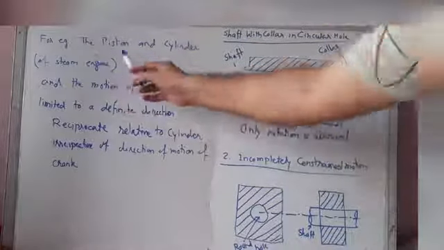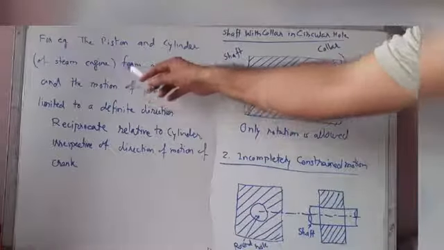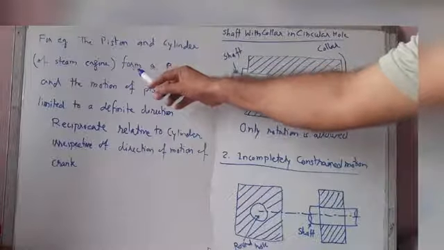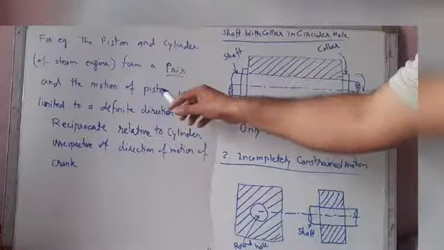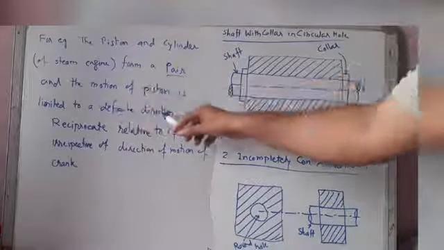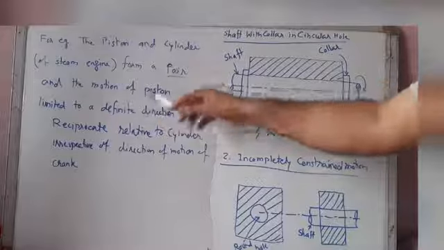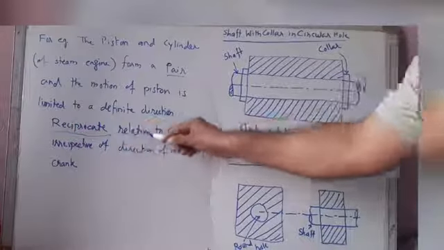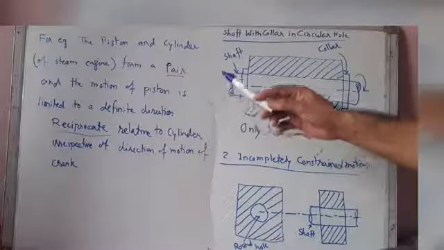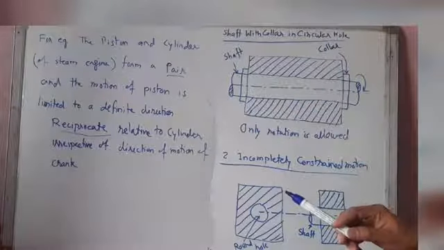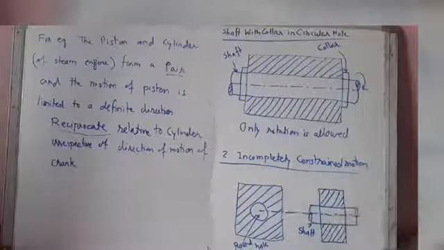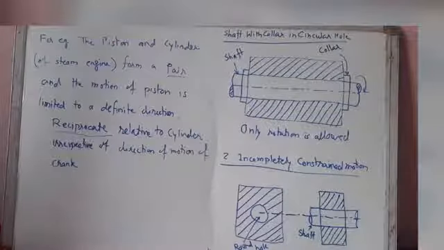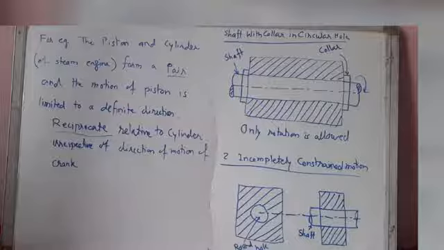For example, the piston and cylinder of a steam engine, which we discussed in an earlier class, form a pair, and the motion of the piston is limited to a definite direction. The piston reciprocates relative to the cylinder, irrespective of the direction of motion of the crank, as I can show here. We discussed this in our last class.